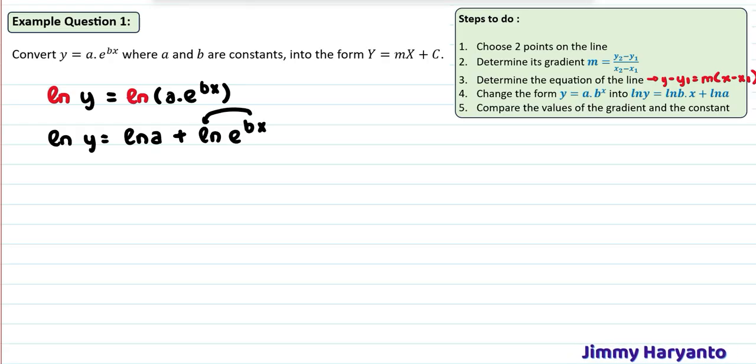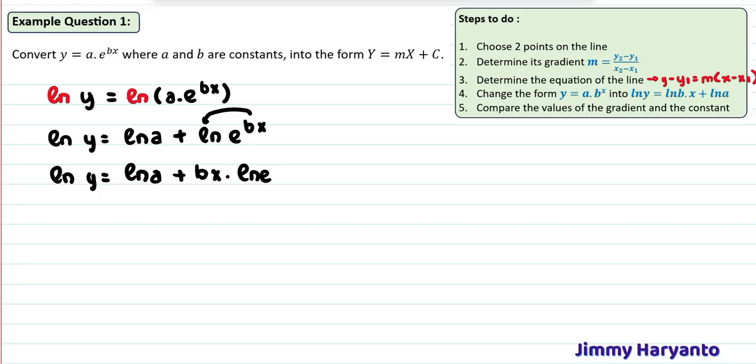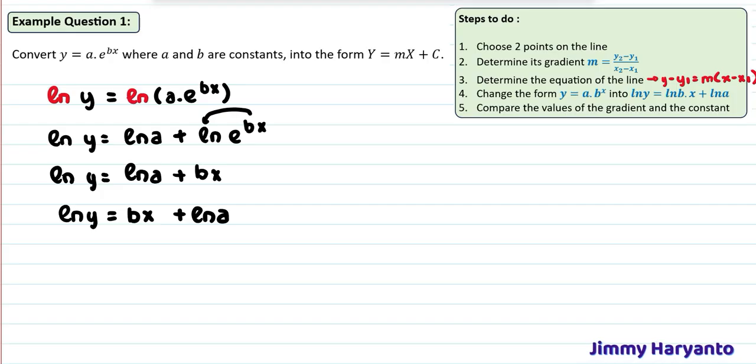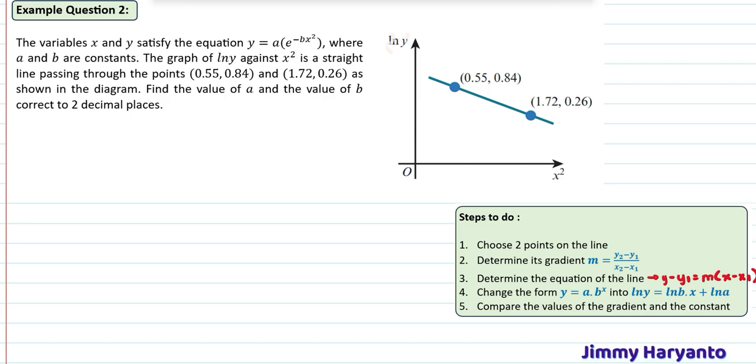And then you move the bx to the front. So you have ln y equals ln a plus bx times ln e. ln e equals 1, so we can erase this one. And if we arrange it like this, bx plus ln a, we will see that this expression is similar with y equals mx plus c. Yeah, so this is how you change the exponential into linear form. And then next is example question 2.